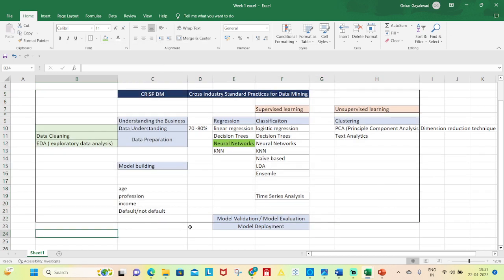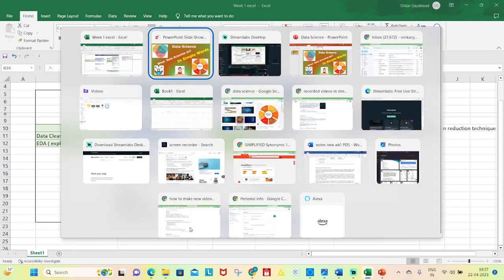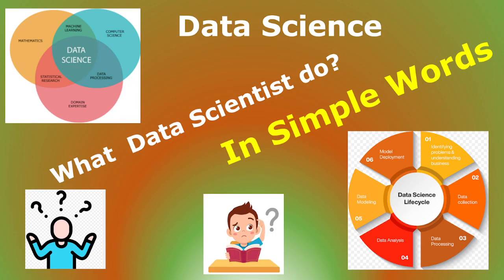Okay, so this is simple, right? All you needed to know about data science in simple words.